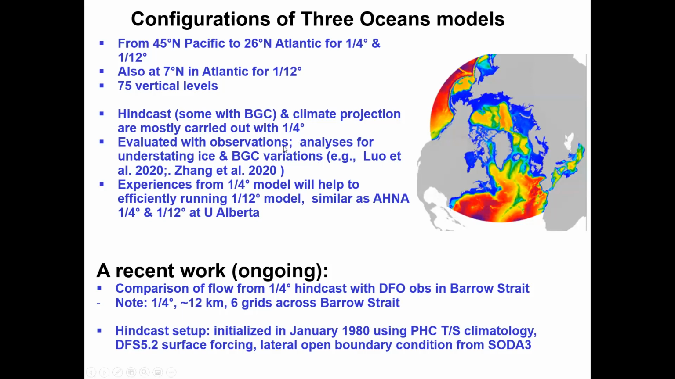I say mostly with 1/4 degree and evaluation with observations, and with collaborators we carry out some analysis for understanding the ice and biogeochemical variations. There are some papers published, and we learned a lot from running the 1/4-degree model, and these lessons will help to run the 1/12-degree model. It's quite similar to Paul Myers's group approach.